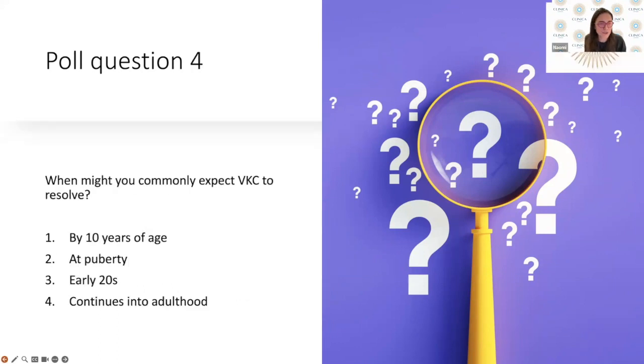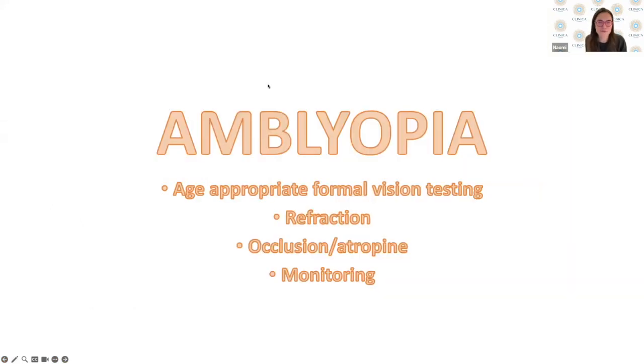I'm not sure I can launch that question, but when might you commonly expect VKC to resolve? By 10 years, at puberty, early 20s, continues to adulthood. So the answer that we hope is going to happen for most children is at puberty, that they will just grow out of it. So we've just got to get them through till then.